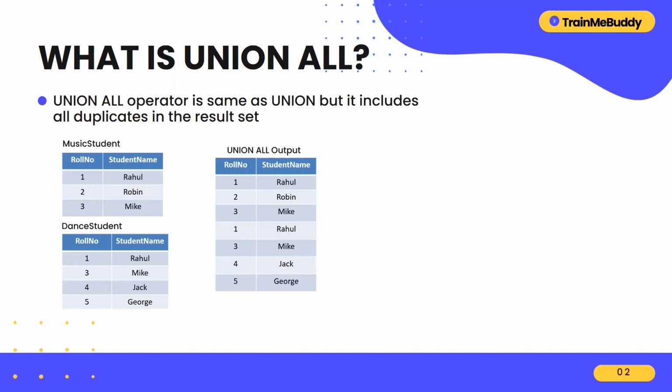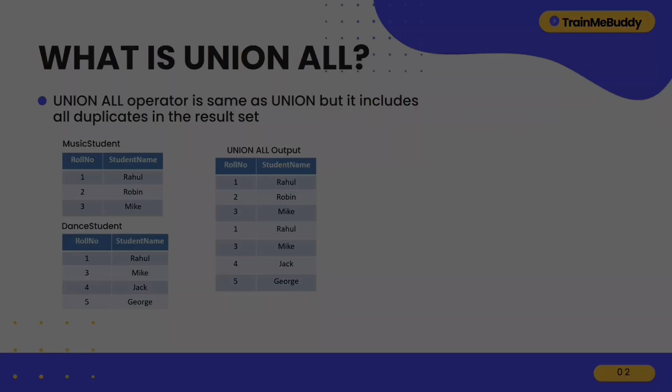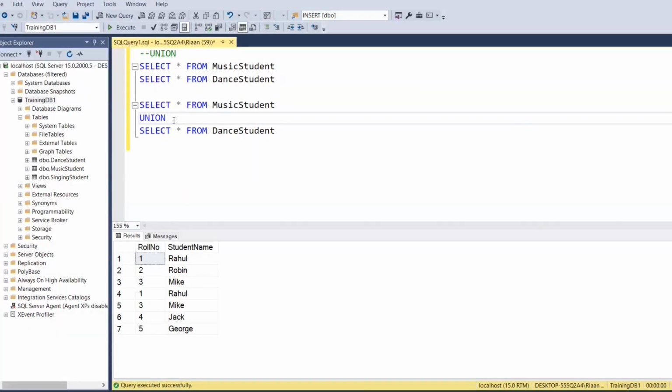So let's understand this using the SQL query. So let me change this union to union all. So I'll be having union all. So syntax for union all is also same as union. So I'm having the first select statement, then union all, then second select statement. So if I run this query, then I am getting the combined output from both the tables. However, it is not eliminating the duplicate. So here we have the record for the student Rahul twice and for the student Mike also twice.